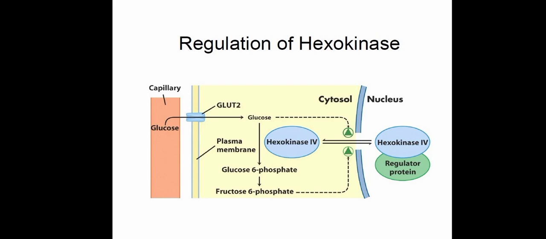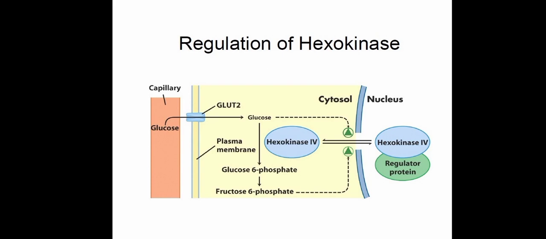Now this glucose 6-phosphate or fructose 6-phosphate has a negative allosteric feedback effect on hexokinase 4 or hexokinase 1. Hexokinase 4 in the case of liver cells, that is glucokinase, or hexokinase 1, 2 or 3 in the case of other cells. So glucose 6-phosphate, the product of hexokinase, causes reversible allosteric inhibition, not activation, of hexokinase, as shown.